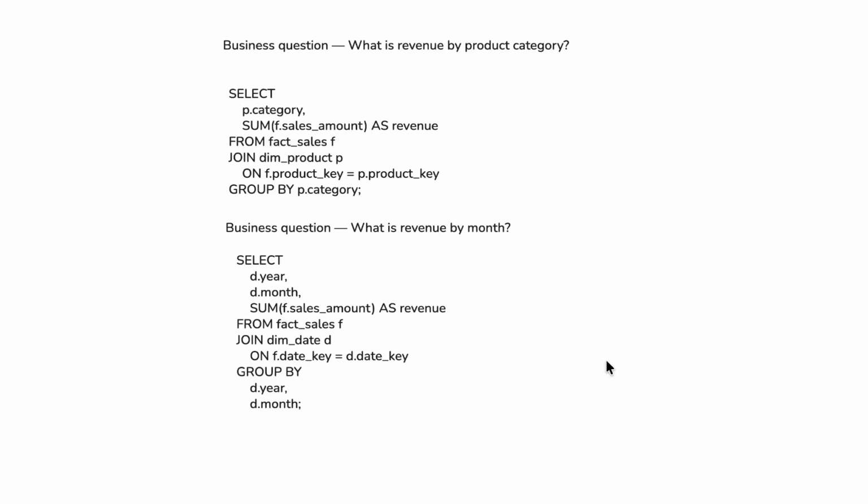Let's take another question. Now the business wants to know, what is the revenue by month? Here you can see we're using the same fact table, but instead of slicing and dicing by dim product, we are slicing it by dim date. So we are slicing revenue by time, which comes from dim date.